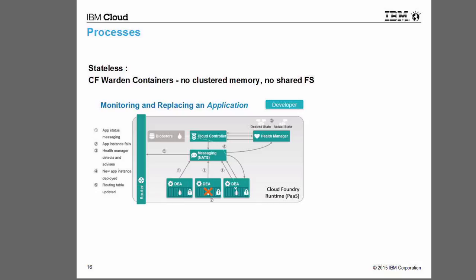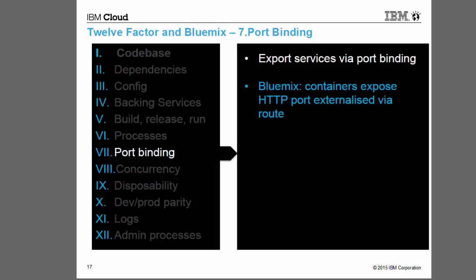So this chart or this diagram shows you the stateless process that Cloud Foundry uses for modern containers. There's no clustered memory or shared file system here. That is the key advantage of the process being stateless, and this shows how Bluemix follows this stateless mechanism for the modern containers and creating an application.